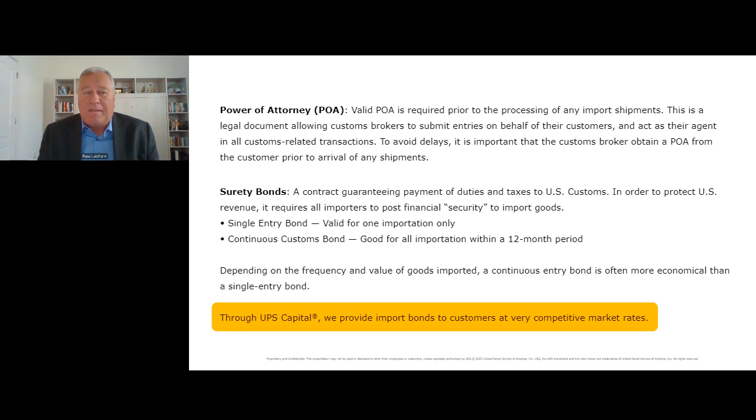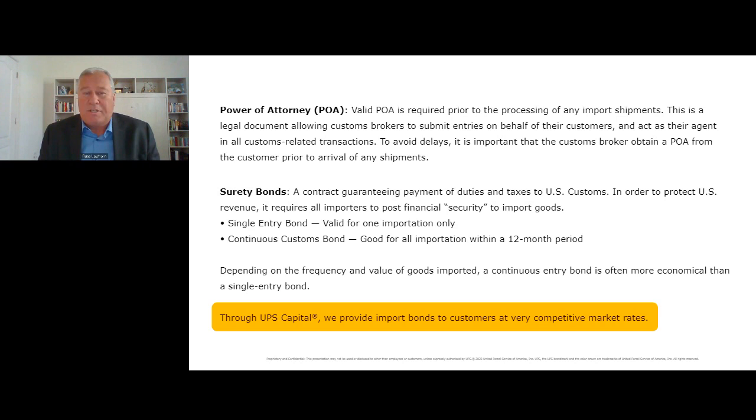The other type of bond is the continuous customs bond. This bond is good for imports up to a 12-month period. So you can bring in as many entries as you want under a continuous customs bond, as long as you have the bond coverage amount, right? For continuous bonds, that minimum is $50,000. In market prices, you're probably going to pay somewhere in the range of $530 to $600 for a continuous bond, and that depends on the amount of coverage. If you want a higher bond, say a $100,000 bond, you're going to pay more than that.